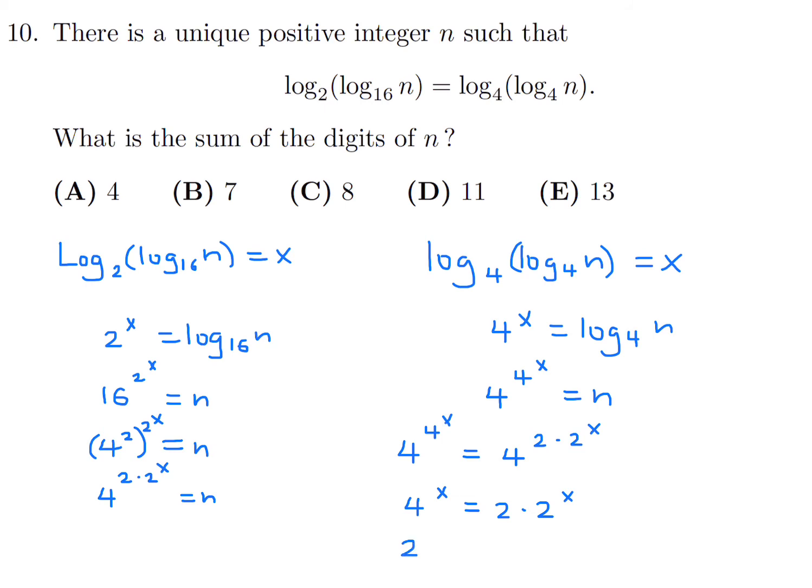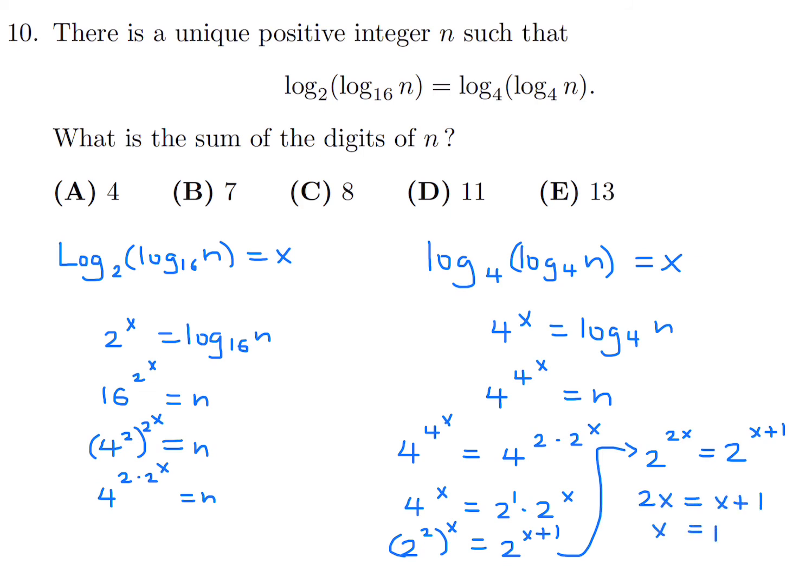This is going to be 2 to the power of 2 to the power of x, and this can be combined as 2 to the power of x plus 1. So the left side becomes 2 to the power of 2x, and this becomes 2 to the power of x plus 1. So again, bases are the same, exponents must be the same, so 2x equals x plus 1, and therefore x is equal to 1. X equals 1, so now we can easily figure out what is n by plugging it back into there.